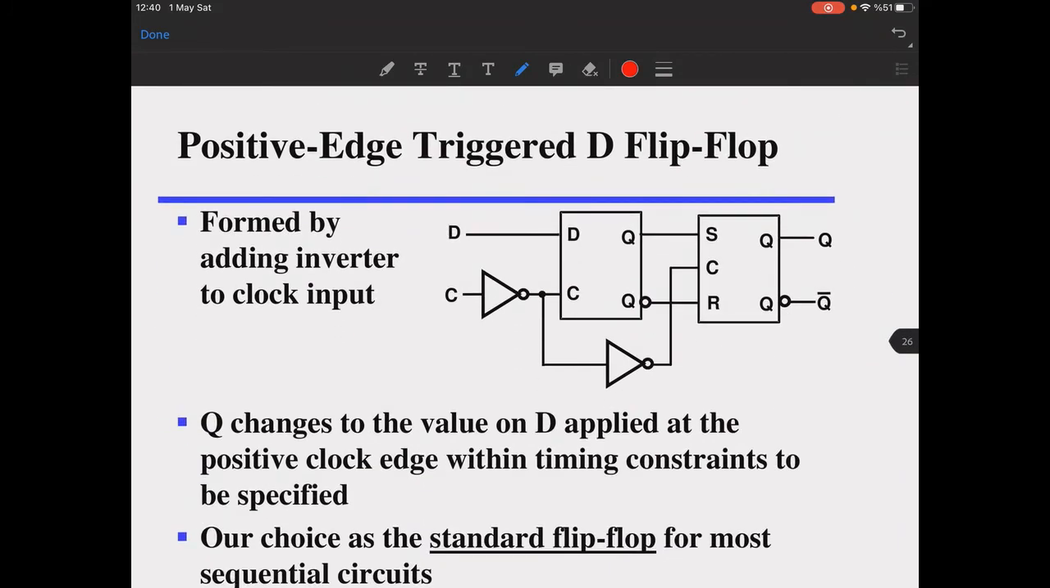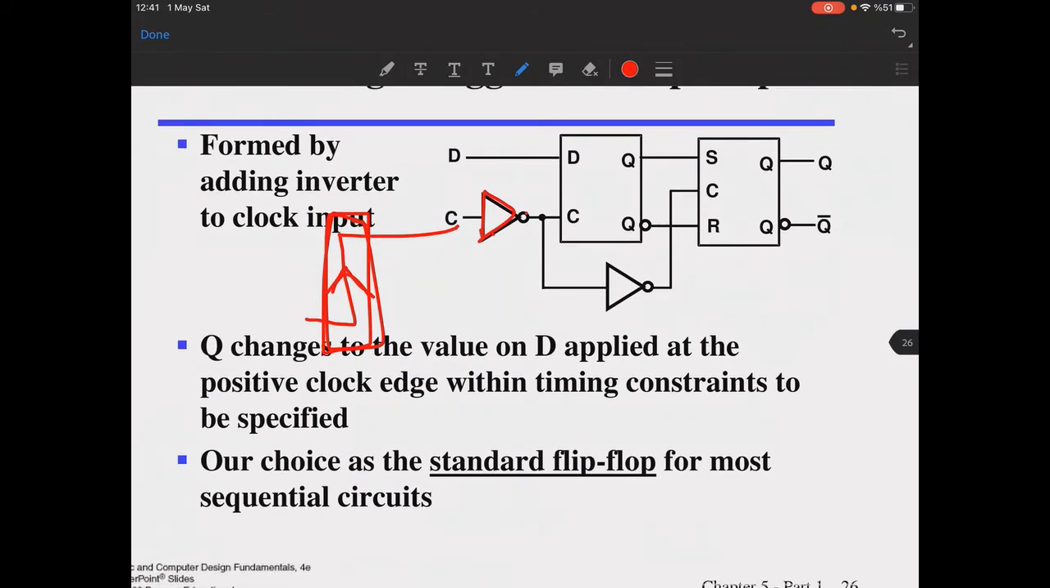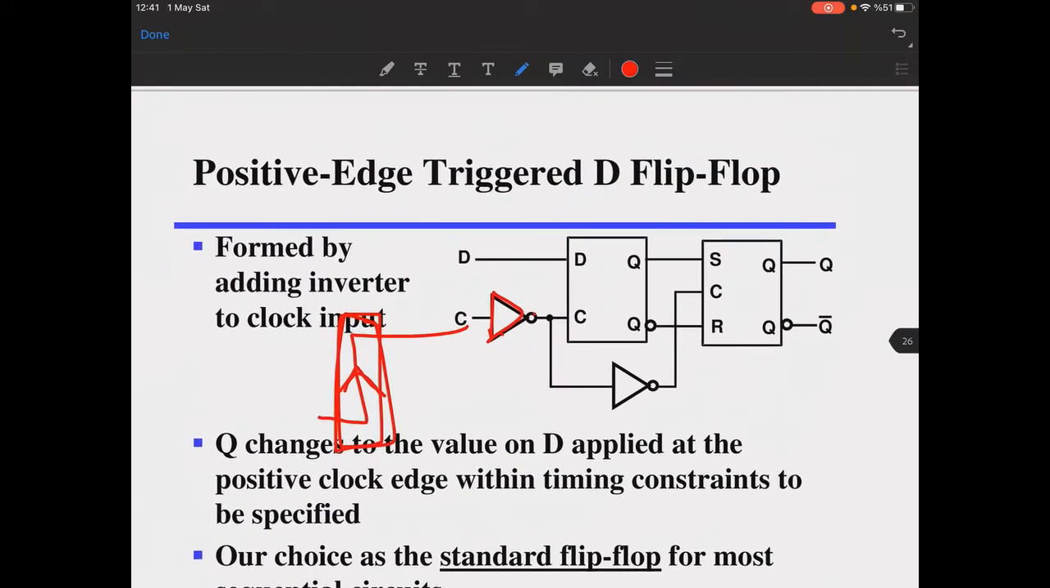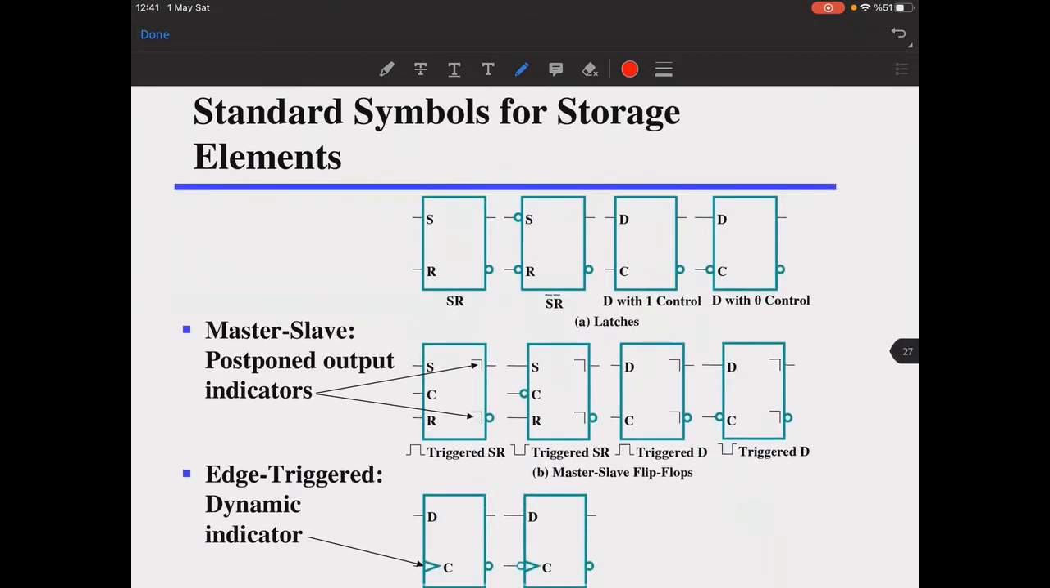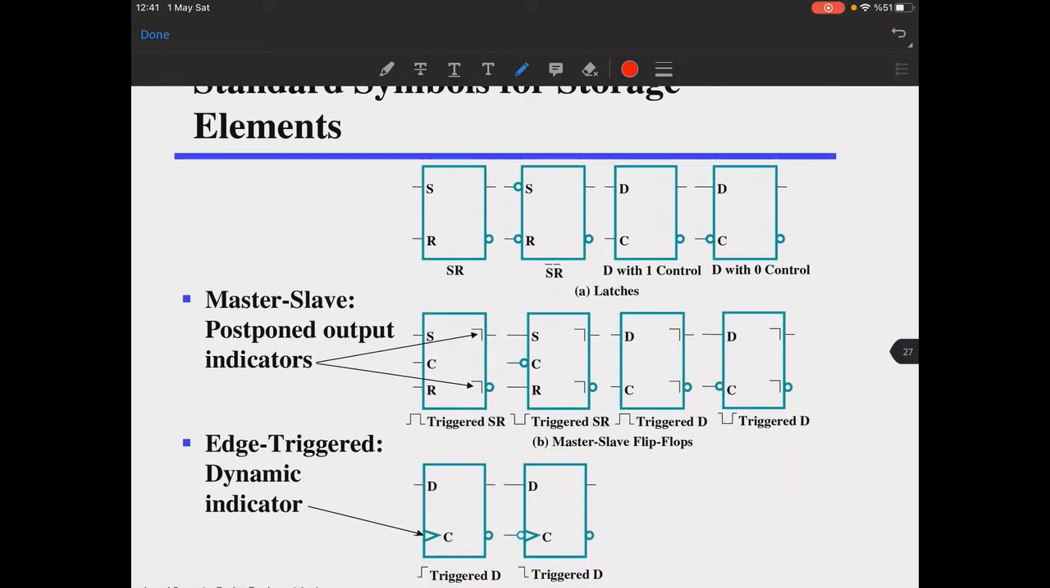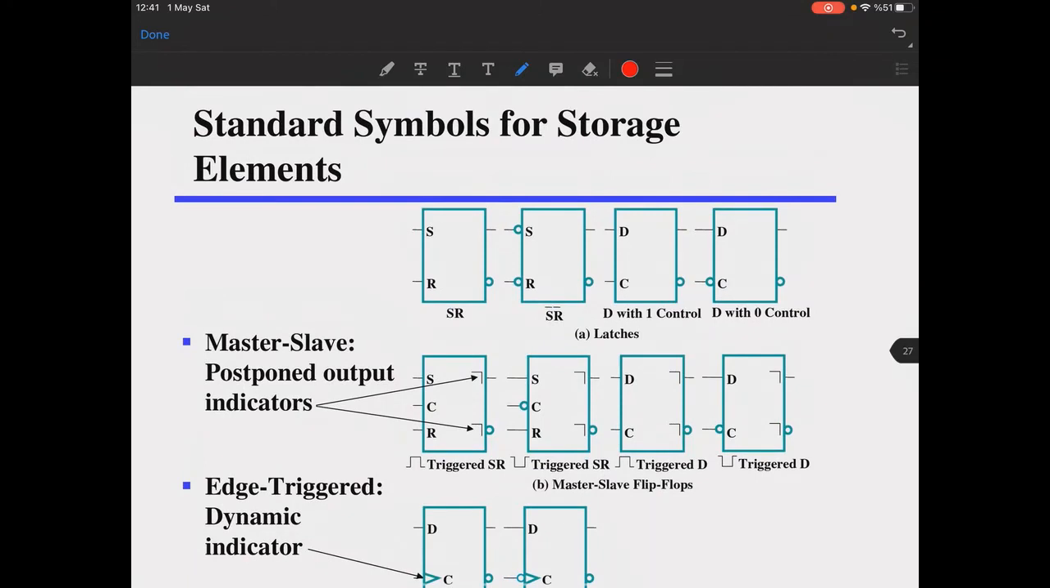If you want to have a positive edge triggered flip-flop, and if you want your signal updates to happen at these times, then you need to have your clock signal input here, and this is our standard choice for flip-flops in most of our sequential circuits, the positive edge triggered D flip-flops. And each of them has symbols, of course. What we have seen so far have different symbols. Let's see them one by one.